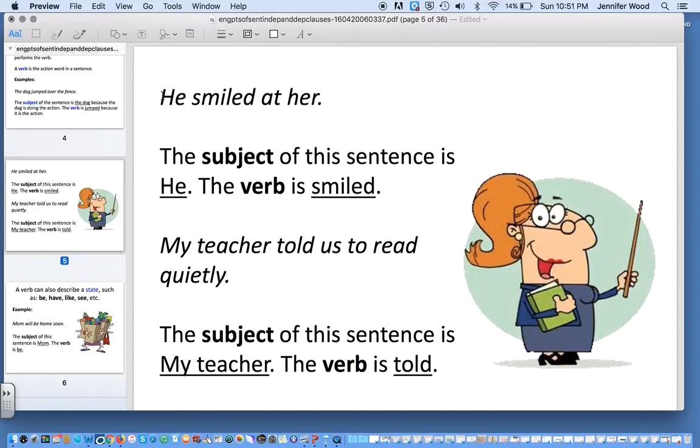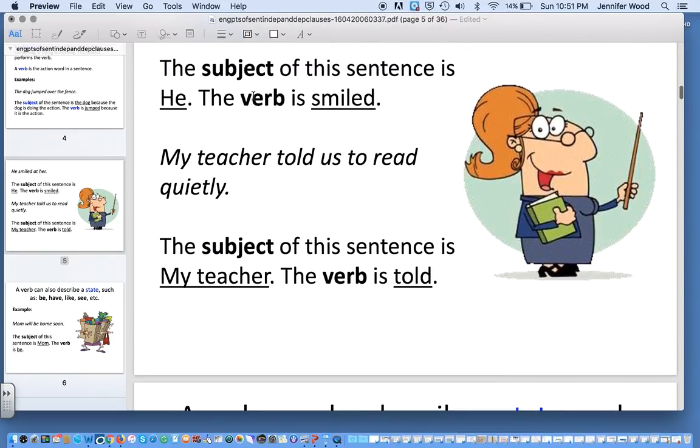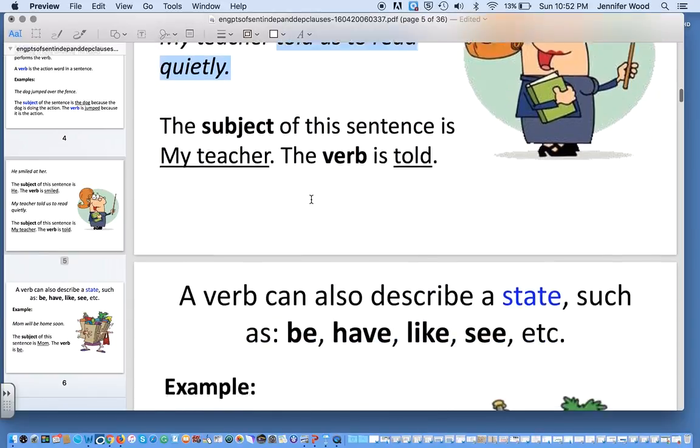He smiled at her. The subject of the sentence is he, because he's doing something. And what's he doing? He smiled at her. My teacher told us to read quietly. The subject is the teacher, my teacher. And what did she do? She told. All right. Simple verb. The predicate is the whole verb part.